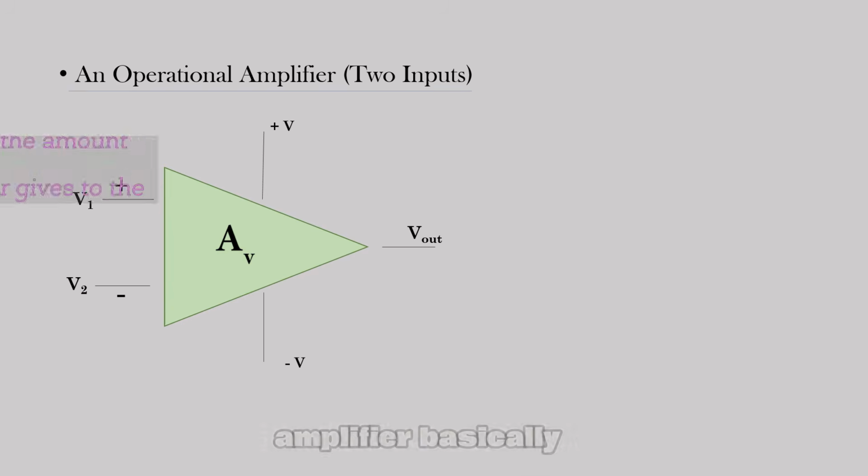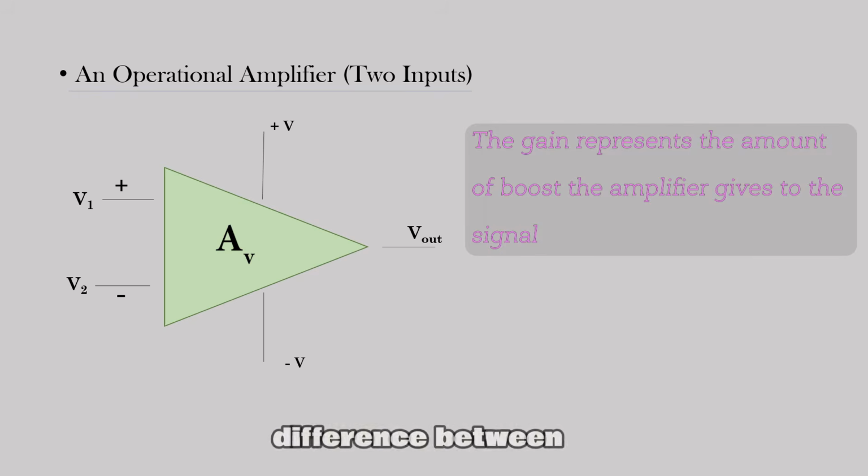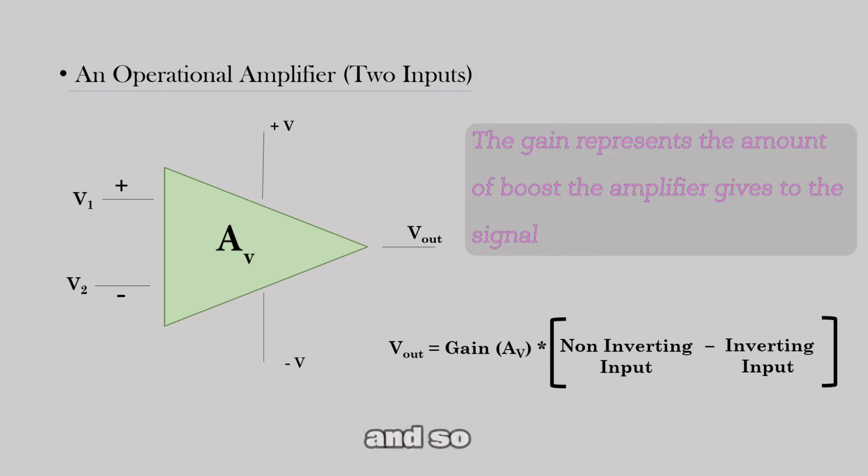The operational amplifier basically amplifies the difference between the voltages at its two input pins by multiplying it by the gain. And so the output voltage is equal to the gain times the non-inverting input minus the inverting input.